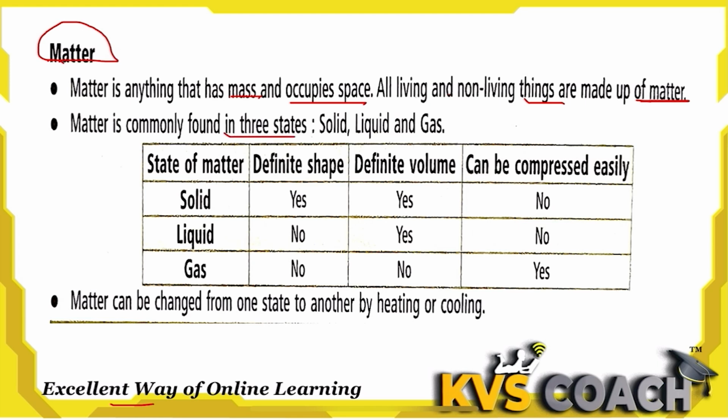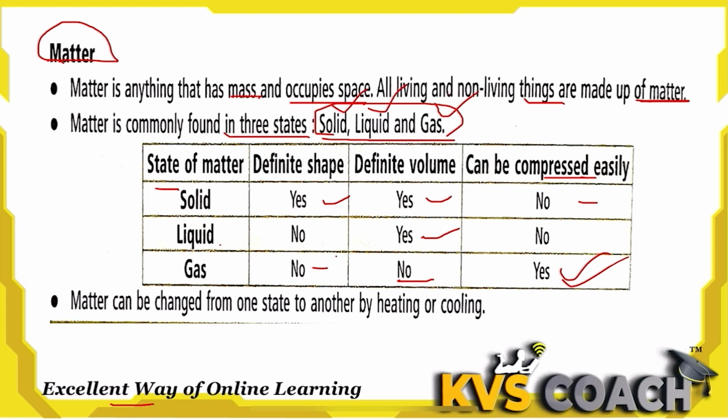So, matter is commonly found in three states: solid, liquid and gas. So, what are the states of matter? These are solid, liquid and gas. First one is solid state, which has definite shape and definite volume also. But we cannot compress this. Liquids do not have definite shape. They acquire the shape of the utensil. But they have definite volume, so we cannot compress them. Gas does not have shape or volume, so we can compress it easily.